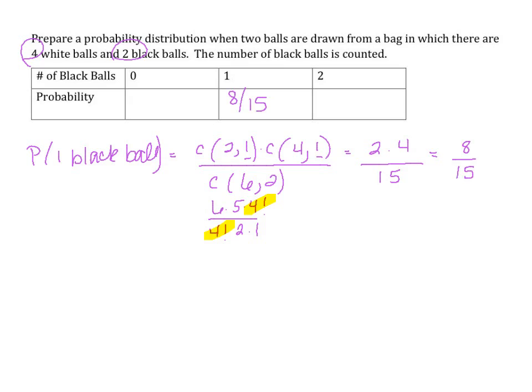And this will get you started on number 4 of your homework. So you only have to finish off the probability of 0 and the probability of 2 based on how we started here.